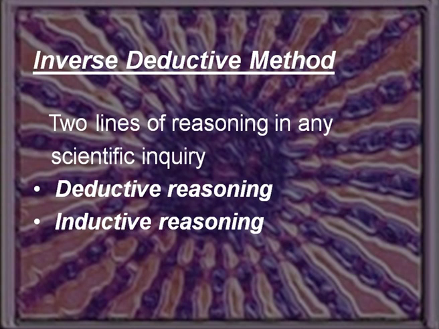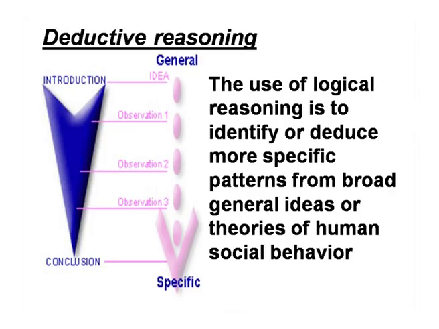The next important method is inverse deductive method. There are two lines of reasoning in any scientific inquiry. They are deductive reasoning and inductive reasoning. The use of logical reasoning to identify or deduce more specific patterns from broad general ideas or theories of human social behavior is known as deductive reasoning. There are many sociological theories on human behavior. When sociologists try to apply these theories to justify a specific behavior, it can be termed as deductive method.